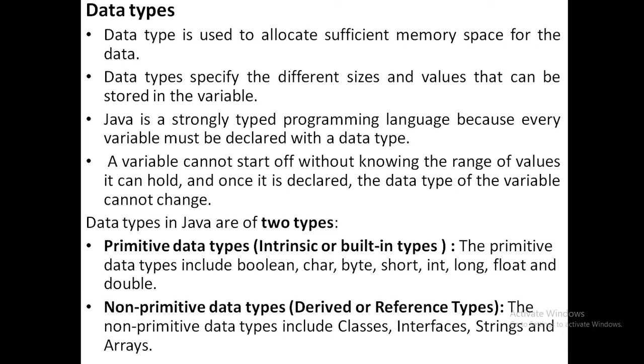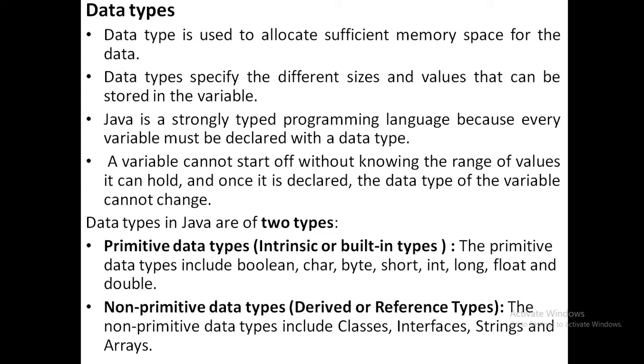So once a variable is declared with a particular data type, the variable can store values of that data type alone. And once the variable is declared, sufficient memory will be allocated for that variable based on the data type that is used for declaration.